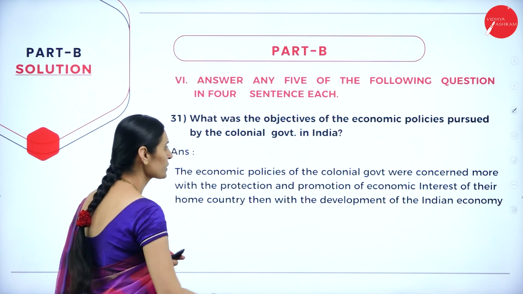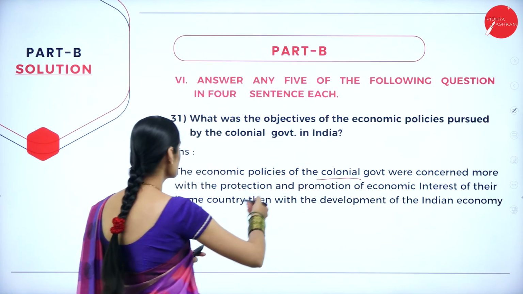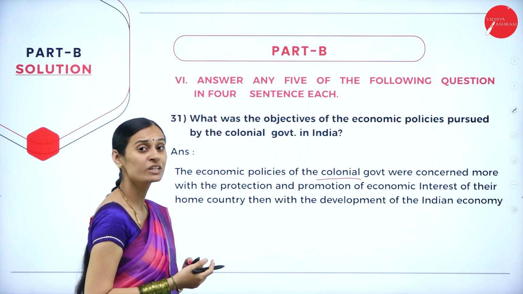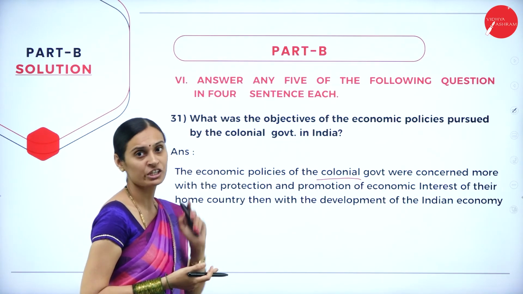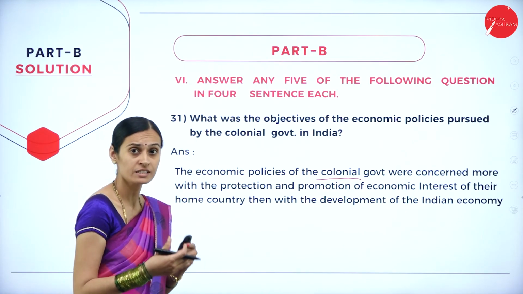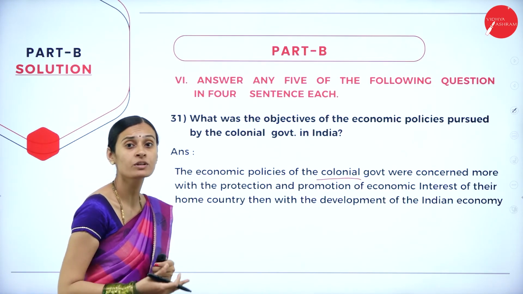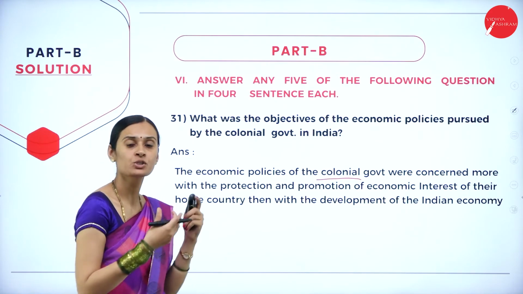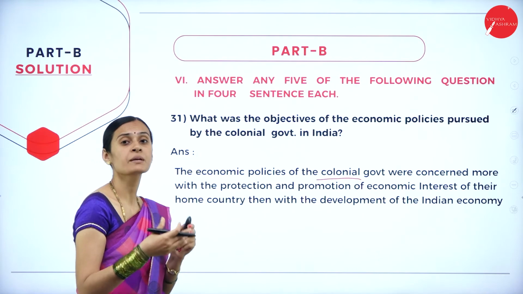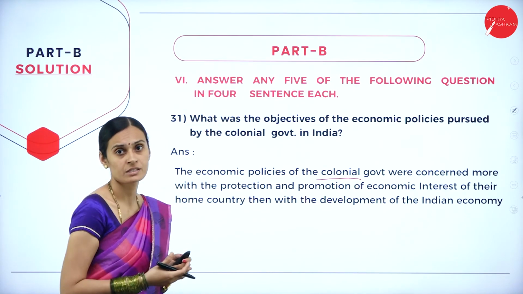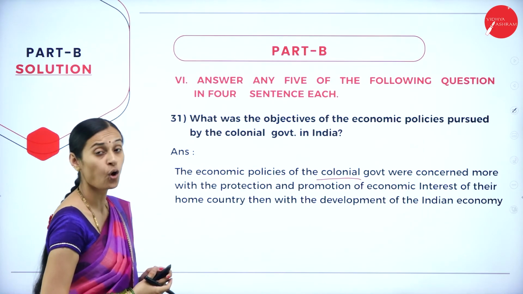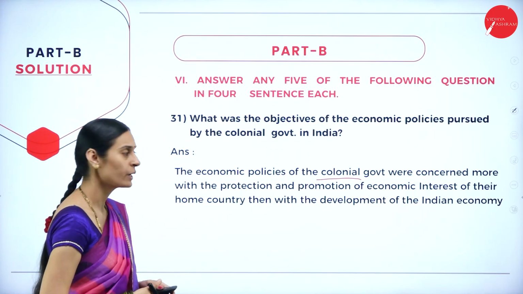Of course, the colonial government was concerned more with the protection and promotion of industries which belong to Britain, their home country. And they made India a mere exporter of raw materials to Britain. And they considered India a primary market for their products. So this was the main objective of economic policies pursued by the colonial government.